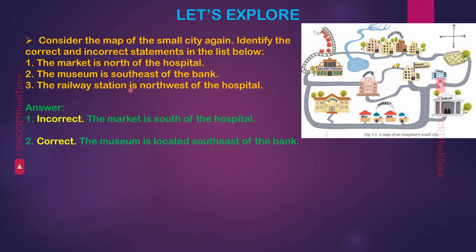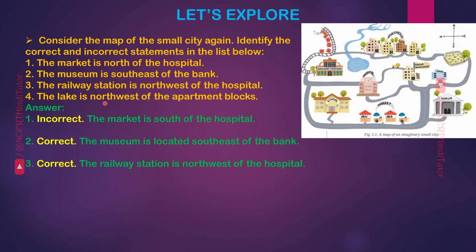Third, the railway station is northwest of the hospital. So friends, let's see railway station. So this is the northwest direction from the hospital. So this is also correct. The railway station is northwest of the hospital.